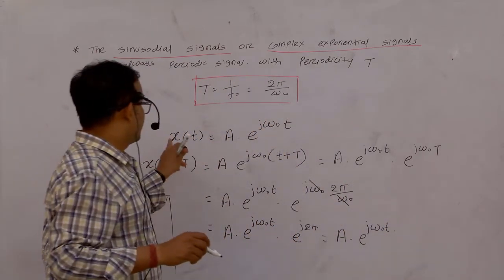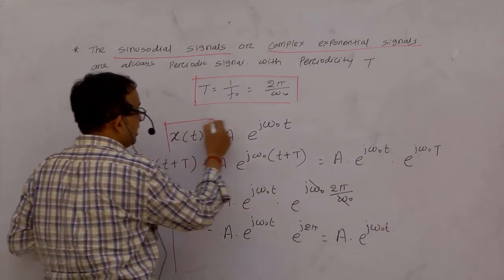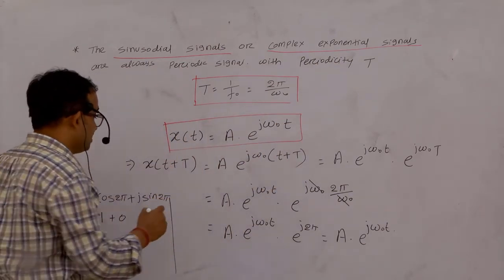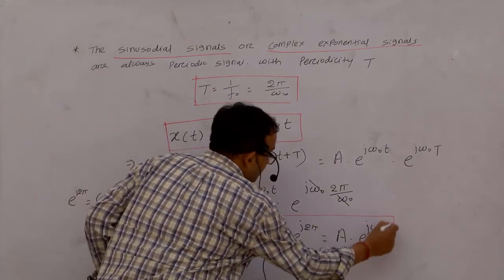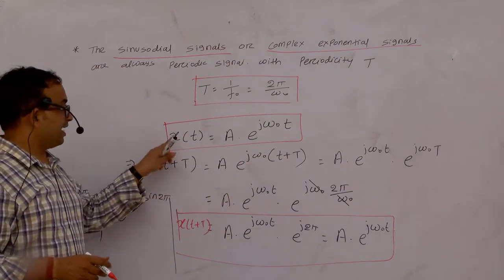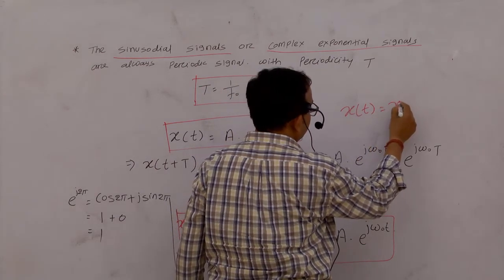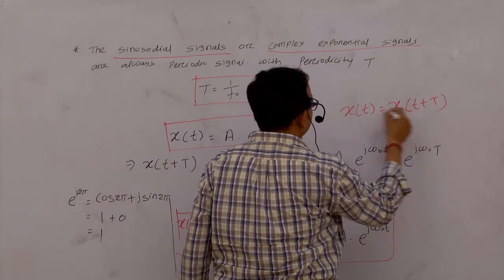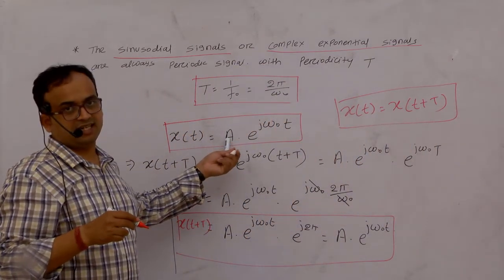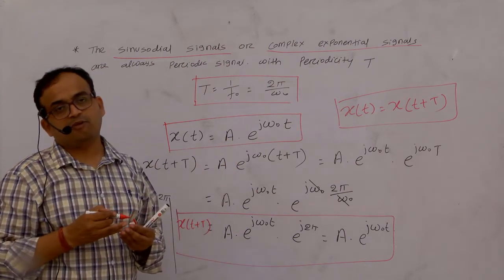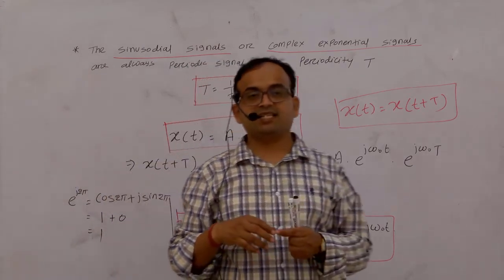So now see, x of t, what have I taken? x of t is taken like this: a e to the power j omega 0 t. What is the value coming for x of t plus T? See, the right hand side is the same, a e to the power j omega 0 t. So as x of t equals x of t plus T, we can tell that the signal is a periodic signal. Which type of signal is this? This is known as the complex exponential signal. So remember these things.